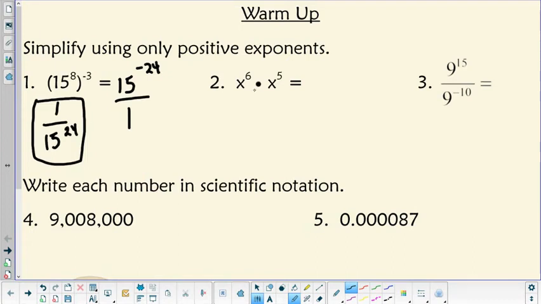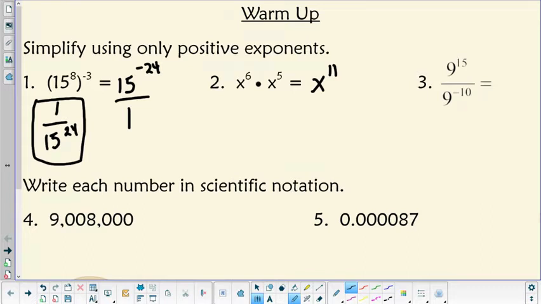For this one here, we have x to the 6th power times x to the 5th power. This is the product rule. Since our bases are both x, my answer will have an x in its base. And the product rule tells us we have to add our exponents. So 6 plus 5 gives me 11. We have a positive exponent, so we're good to go.